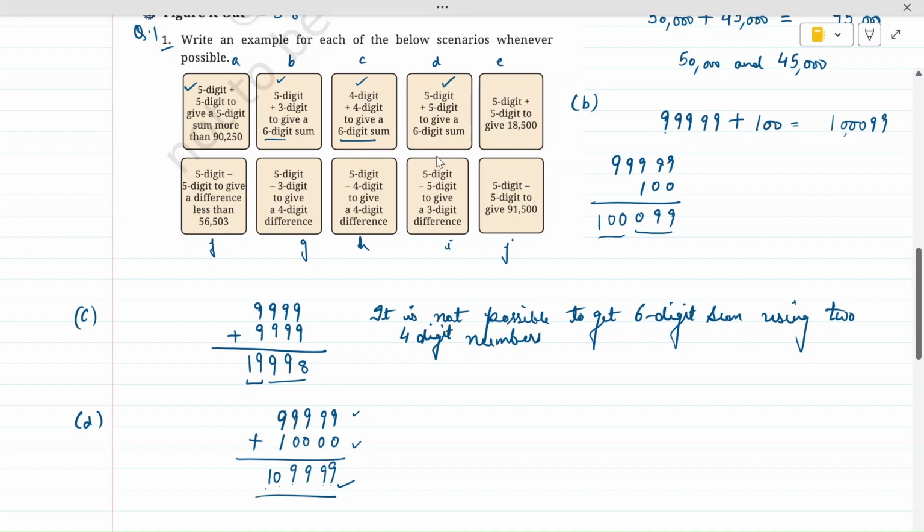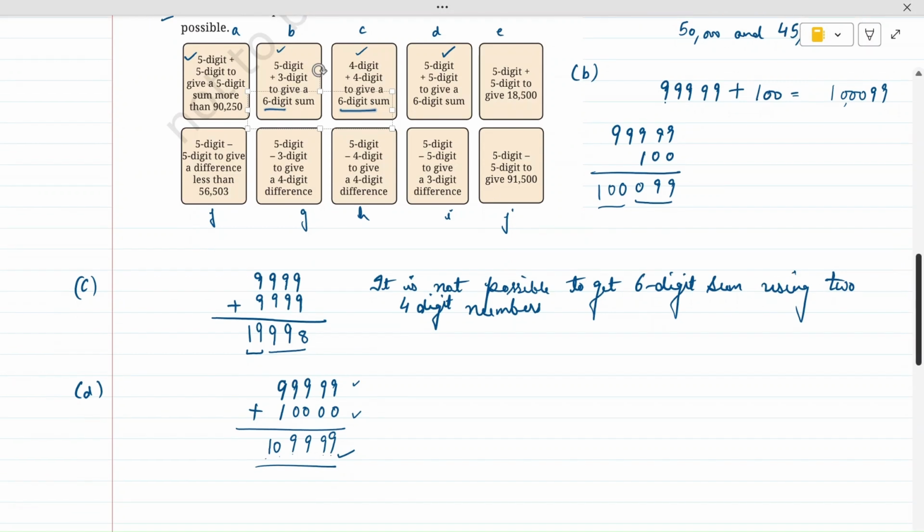So till now, only the C part is not possible. Now let us try to do the next part, E part. It says 5-digit plus 5-digit to get 18,500. Now we have to use two 5-digit numbers in a way that we should get 18,500.